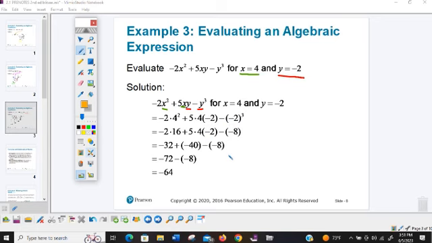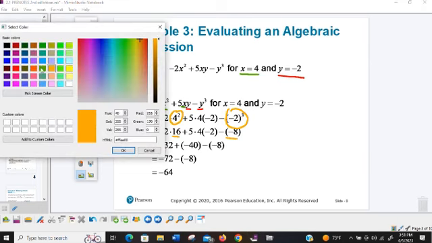Okay. Now step 2 is exponents. We do have some exponents. We have this 4 squared, so we want to get that done. And we have this negative 2 cubed, so we want to get that done. 4 squared is 16. Negative 2 times negative 2 times negative 2 is negative 8. So now we're ready for the next step.